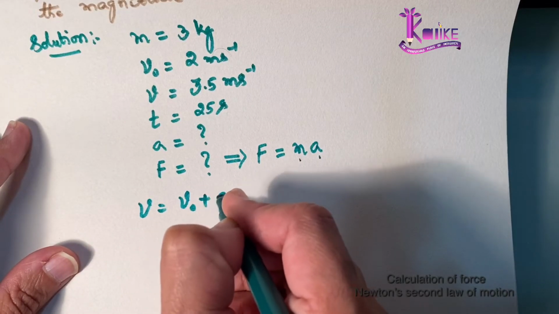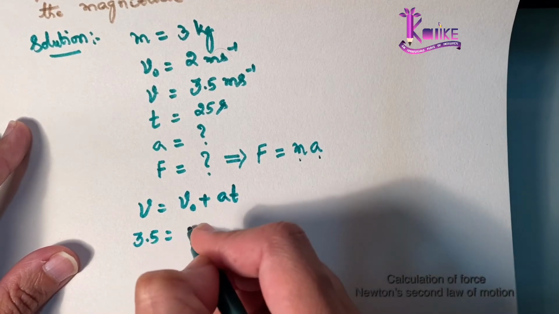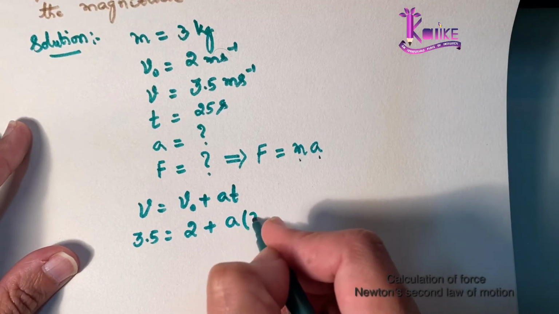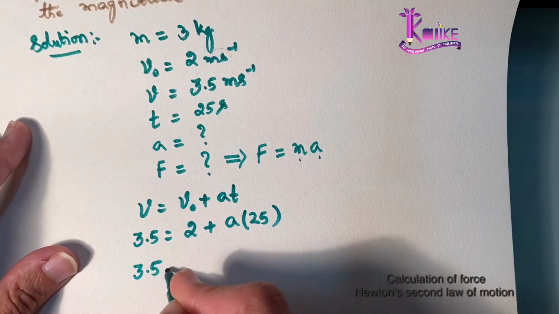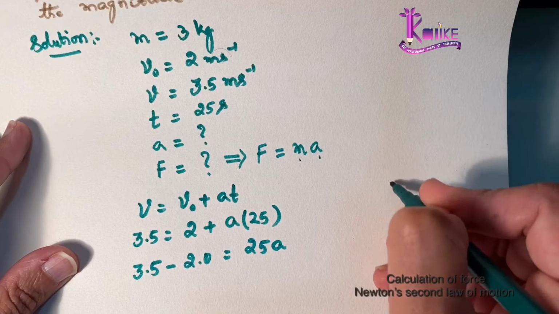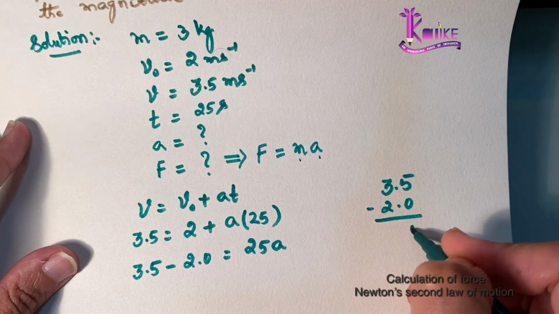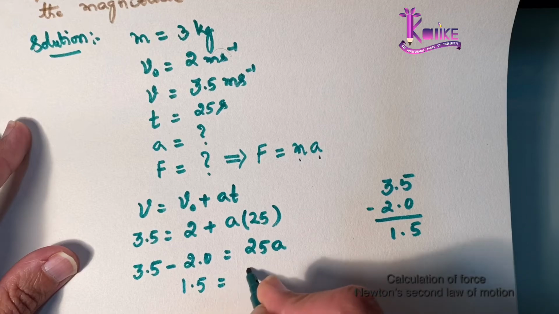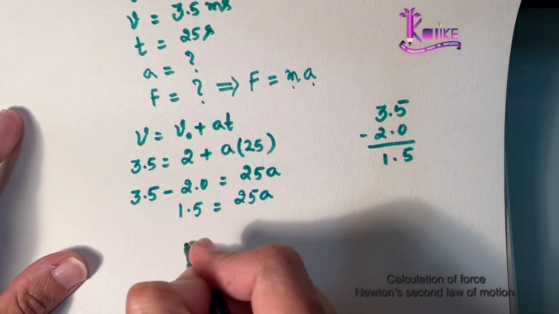So very simple numerical. Let's just do it. V is equal to V0 plus A into T. V is 3.5, which is given. V0 is 2. A is not known, that is what we have to find out. And T is 25. If I bring it to the left hand side, it will be 3.5 minus 2.0 is equal to 25 times A. So if you subtract, this is 1.5. So you have 1.5 is equal to 25 times A. So how do you find out A?